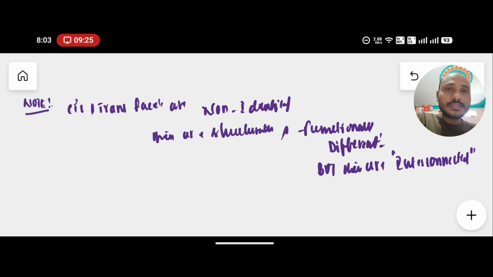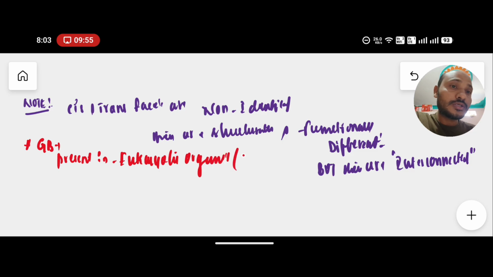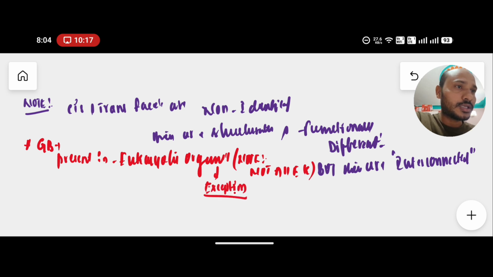One important point here: these Golgi bodies are generally present in organisms, but not all eukaryotic organisms contain Golgi bodies. Golgi bodies are present only in eukaryotes, but not in all eukaryotes. Why? Because the Golgi body is absent in some eukaryotes as an exception. Hence they are not in all eukaryotes.